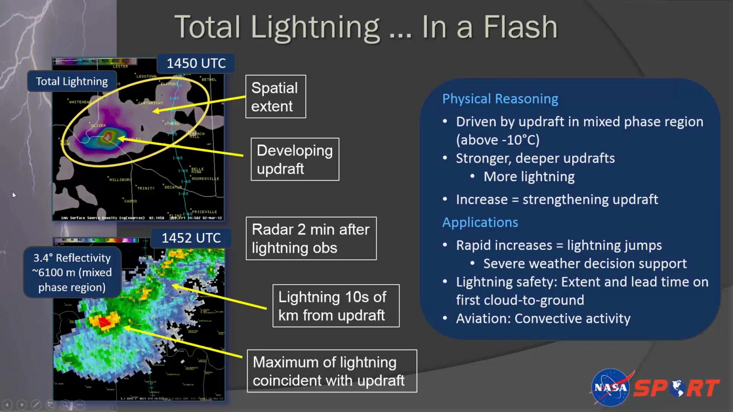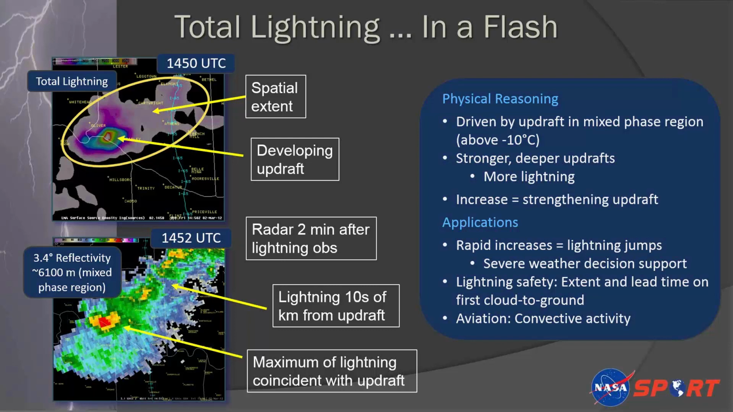Looking at this graphically, the upper left-hand side is an image of total lightning observations, and you see a couple of features. One, you see this strong bullseye feature. This is indicating where the majority of your lightning is occurring. That's going to be correlated with your updraft location. We see that when you look at the corresponding image on the lower left, which is looking at the radar reflectivity at the 3.4 degree radar tilt. This is corresponding to the mixed phase region on this particular day. And you see a very good correlation between that updraft location and the total lightning location.